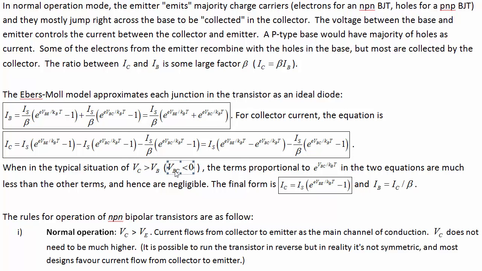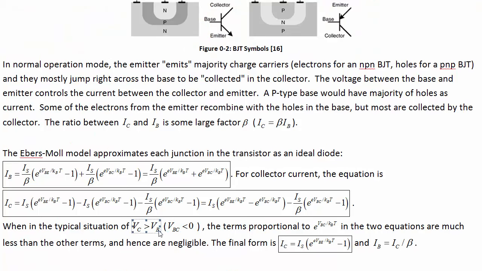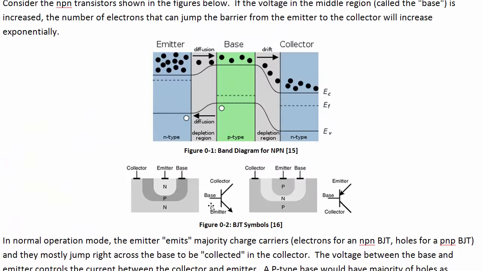VBC, so the voltage of the base relative to the collector is negative. This is all for an NPN, by the way. For a PNP, you would just reverse all of the voltage signs. The terms proportional to VBC in the two equations are much less than the other terms because this is a reverse bias diode. So once again, the collector base diode is reverse biased.